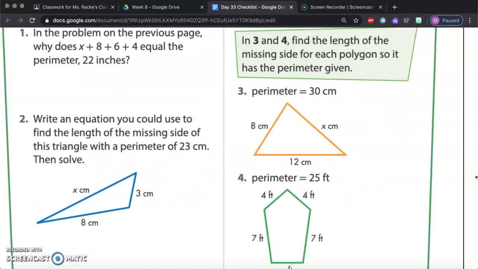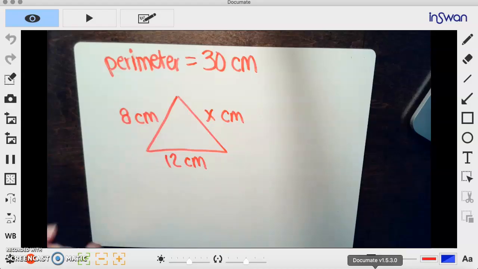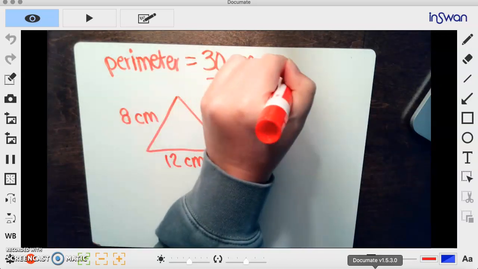Now let's look at number 3. So for 3 and 4, we're finding the length of the missing side of each polygon. So again, we know our total and we know some of our sides, and we need to determine what the other sides are. 3, I have a perimeter of 30 centimeters. I know this side is 8 centimeters, this side is 12 centimeters, and this is my unknown. So here I have it right here.